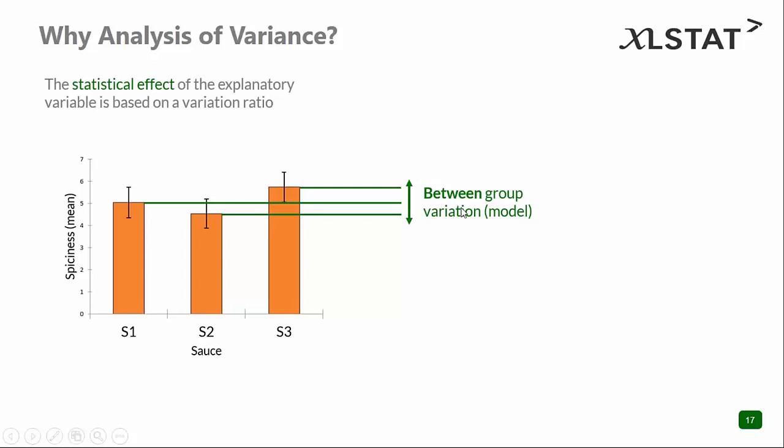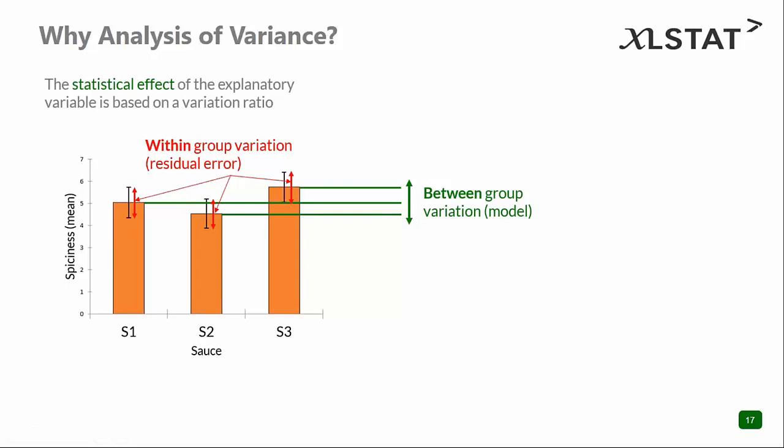But this is not enough actually. We should take into account the residual variation, which is right here. The within group variation, which is called also the residual error. Actually, ANOVA is all about the comparison between the within group variation and the between group variation. So if you have a very large between group variation, but if your within group variation is also large, then your effect won't necessarily be that significant. But if the green arrow is very large compared to the red arrows, then your model will likely be significant.